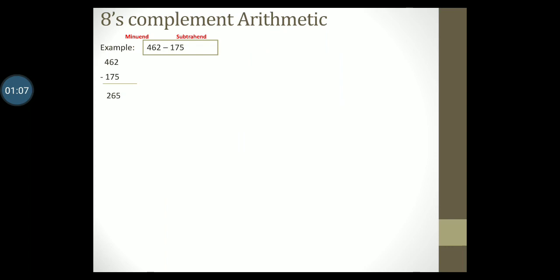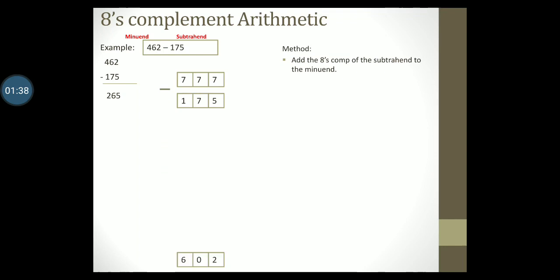Let's take an example. 462 minus 175. Note that both these numbers are in octal. In subtraction, the first number is called the minuend and the second number is the subtrahend. Let us also bring up the algorithm that we saw in the previous step. The first step tells us to add the 8's complement of the subtrahend to the minuend. The subtrahend in this case is 175. Find its 7's complement by subtracting each digit from 7. We get 602. Now simply add 1 to the LSD to get the 8's complement as 603.